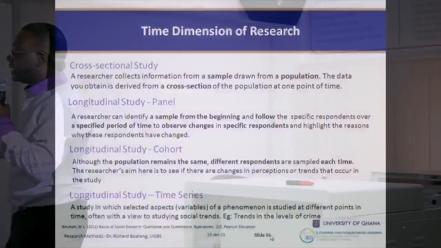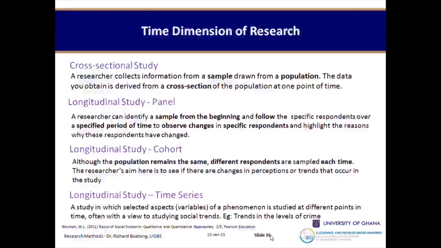Then you ask about 10 of them what their view on the iPhone is. The next year you come back, you do a survey, but with another 10. You don't repeat any of the 10, but you stick to the same 50. So you can actually go through about 5 times, picking different people and interviewing them. That means a cohort study is being done. In a cohort longitudinal study, the population remains the same, but different respondents are sampled each time we come back.